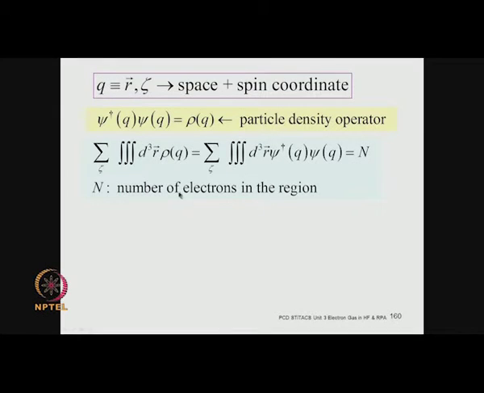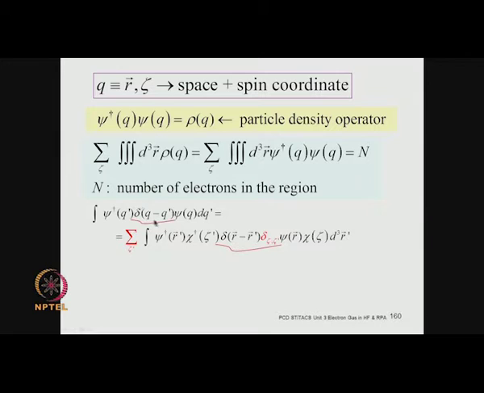Then you have got the particle density operator, which is psi dagger Q psi Q, right? And when you integrate this particle density operator, you will get the total number of electrons, but you must integrate over all the space coordinates and also sum over all the spin labels, because now we have chosen to indicate that explicitly. You can easily see that these expressions and this notation is appropriate, because if you now insert a delta function and carry out this integration.